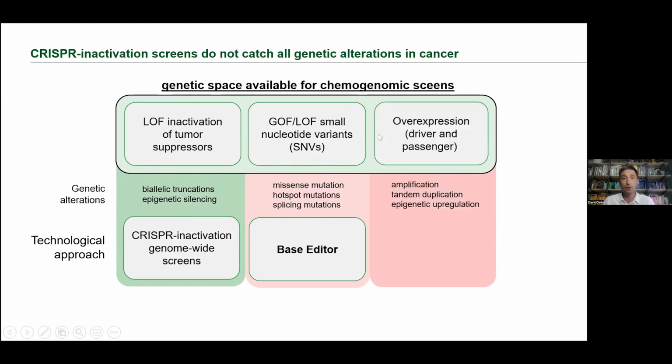Alternatively, we also have overexpression, so driver or passengers in cancers. What we see is this can be seen as amplification of genes, tandem duplications, or epigenetic upregulation. To screen this, we can use a CRISPR activation screening library. I'm not going to get into the details of these, but suffice to say there are other methods available to use in the chemogenomic space to identify new patient populations.